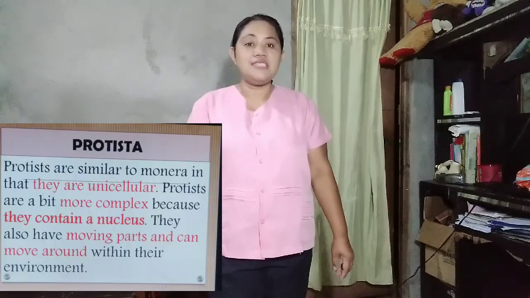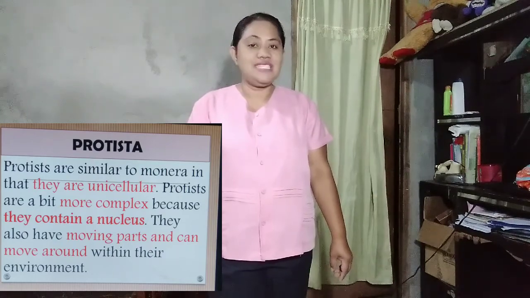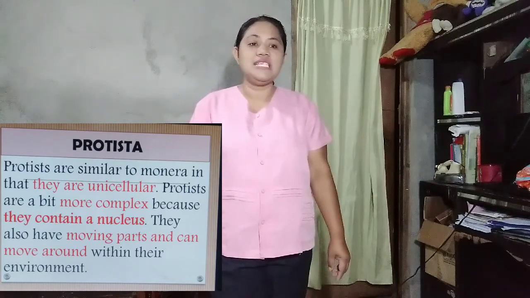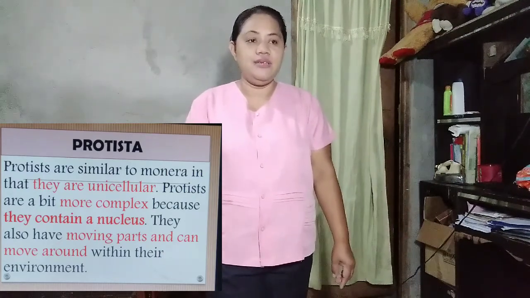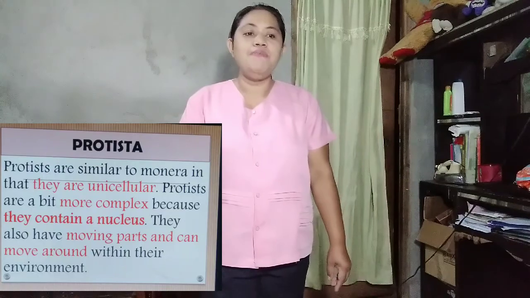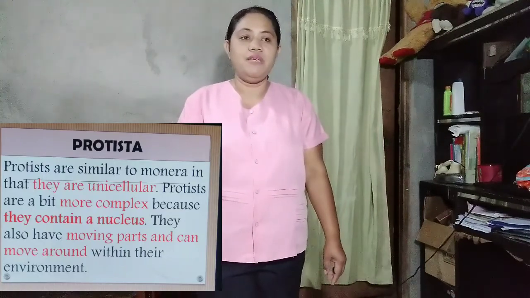Number 4, kingdom Protista. Protists are similar to Monera in that they are unicellular. Protists are a bit more complex because they contain a nucleus. They also have moving parts that can move around within their environment.